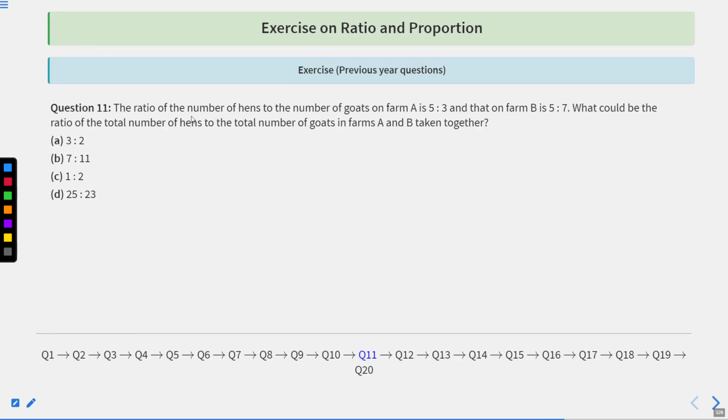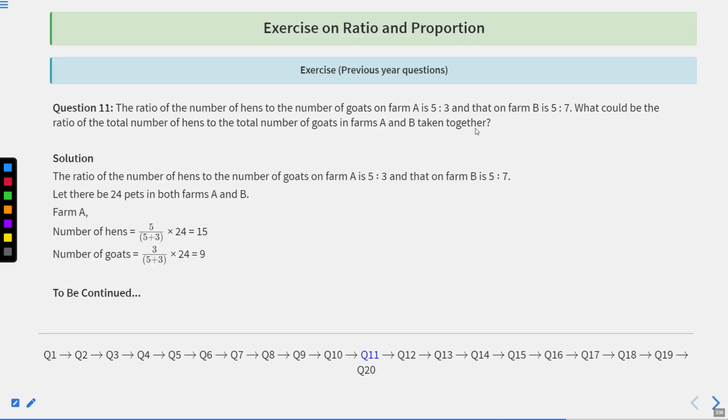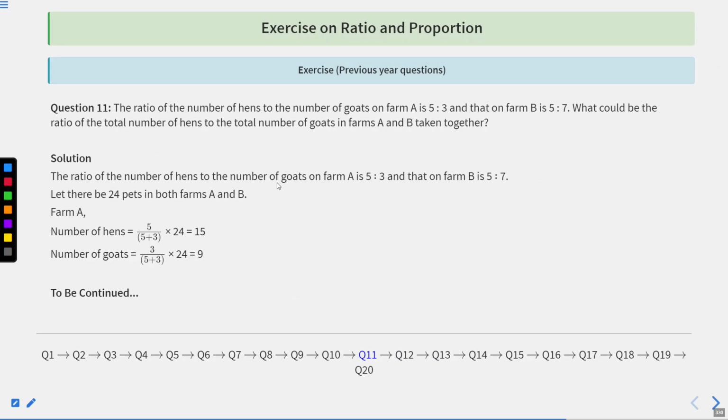So the ratio of the number of hens to the number of goats on farm A is 5:3 and that on farm B is 5:7. What could be the ratio of the total number of hens to the total number of goats in farm A and B taken together? So the ratio of the number of hens to goats on farm A is 5:3 and that of farm B is 5:7.